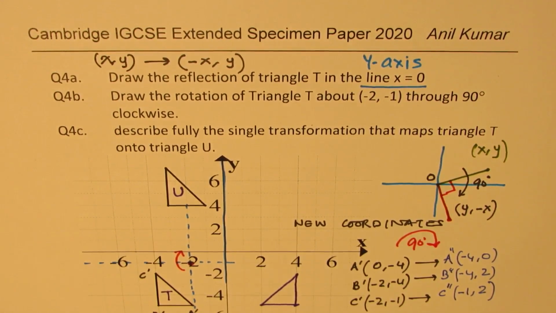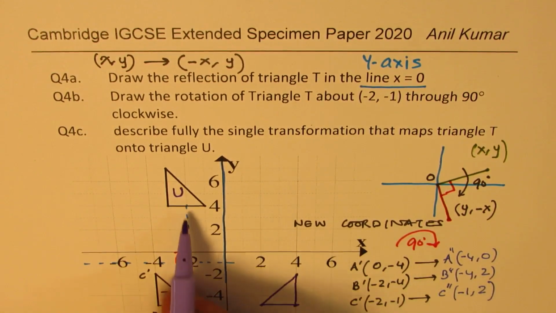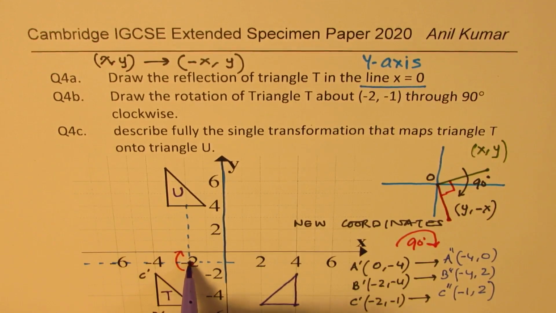So A dash is minus 4, 0. So that will appear at, we are looking with reference to a new coordinate, right? So from minus 2, it goes to minus 6. It doesn't really move along the y-axis as per the new system. So minus 4, 0 is our point. So that is A double dash, correct?